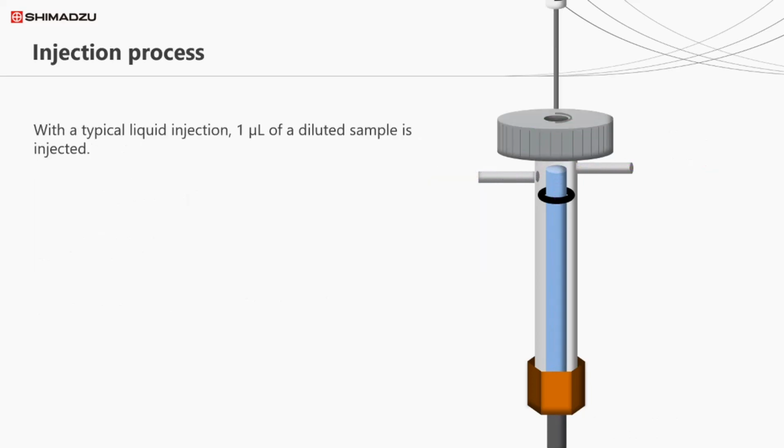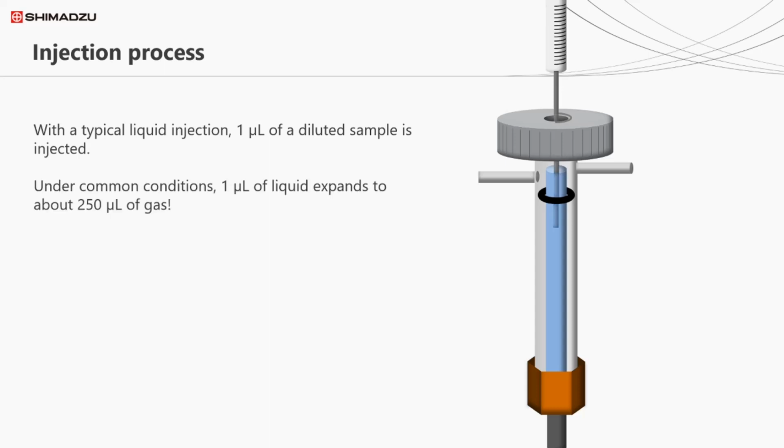Let's now look at what happens when we inject our liquid sample. The standard injection volume for a GC is around 1 microliter. It's a very, very small amount. So the injection is performed using a microsyringe, usually with a total volume of 10 microliters.